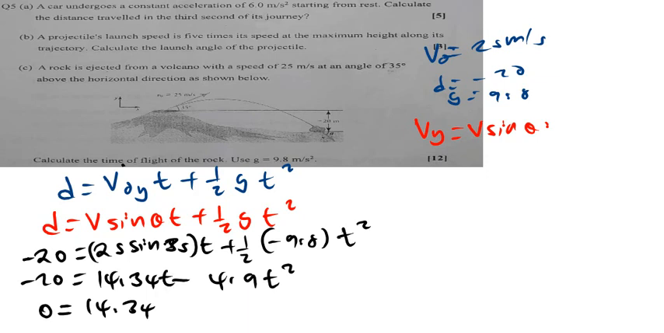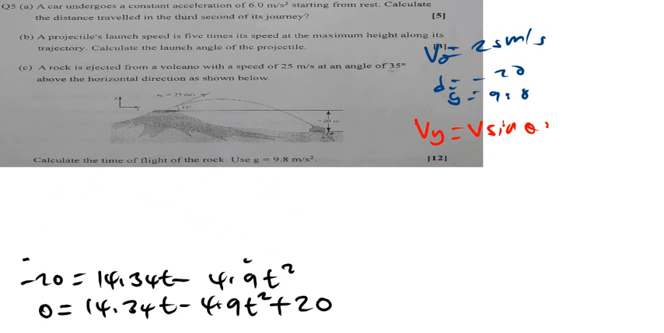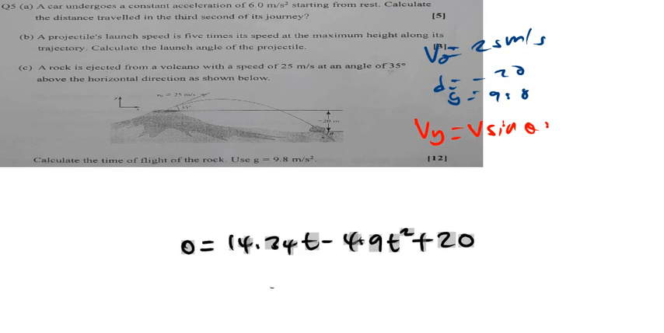This I need to put t minus 4.98 plus 20. Now this is a quadratic equation. Here is supposed to be squared. I can now get rid of this part. So this is my quadratic equation. I'll just put it here.